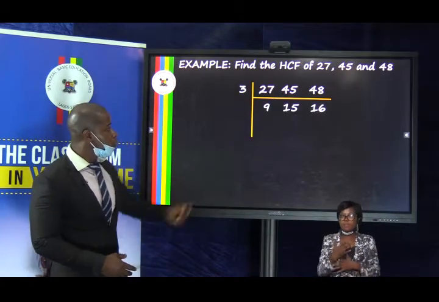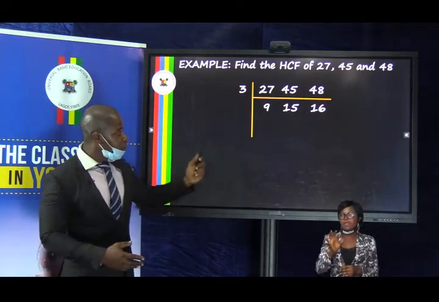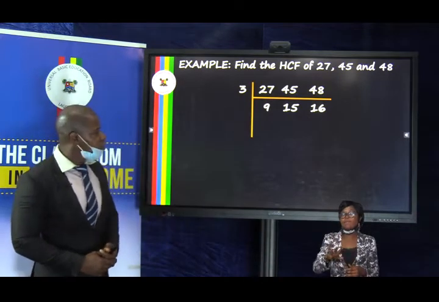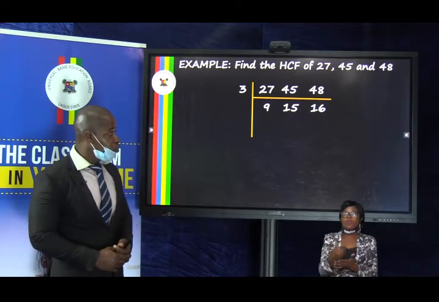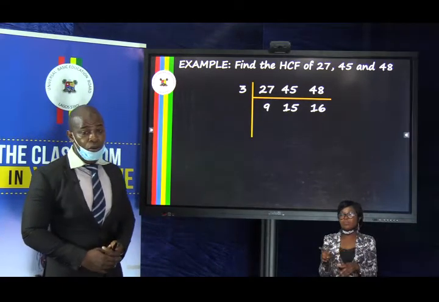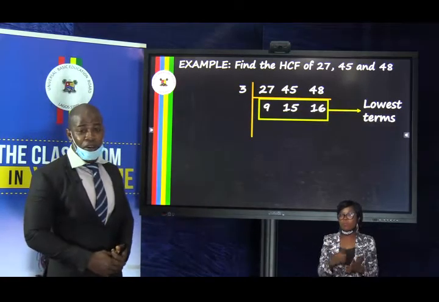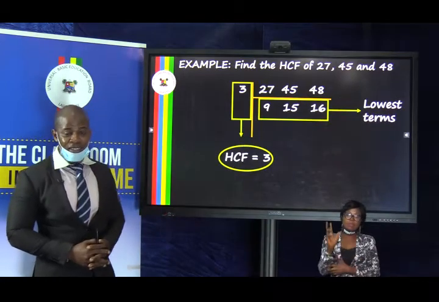3 will go. And 3 goes in 27 9 times. 3 goes in 45 15 times. 3 goes in 48 16 times. Now check this and you see that nothing else can go again. 3 can go. Nothing else can go. So this is the lowest term. And obviously, so what do we do here? The highest common factor is just what is there, and that is 3.